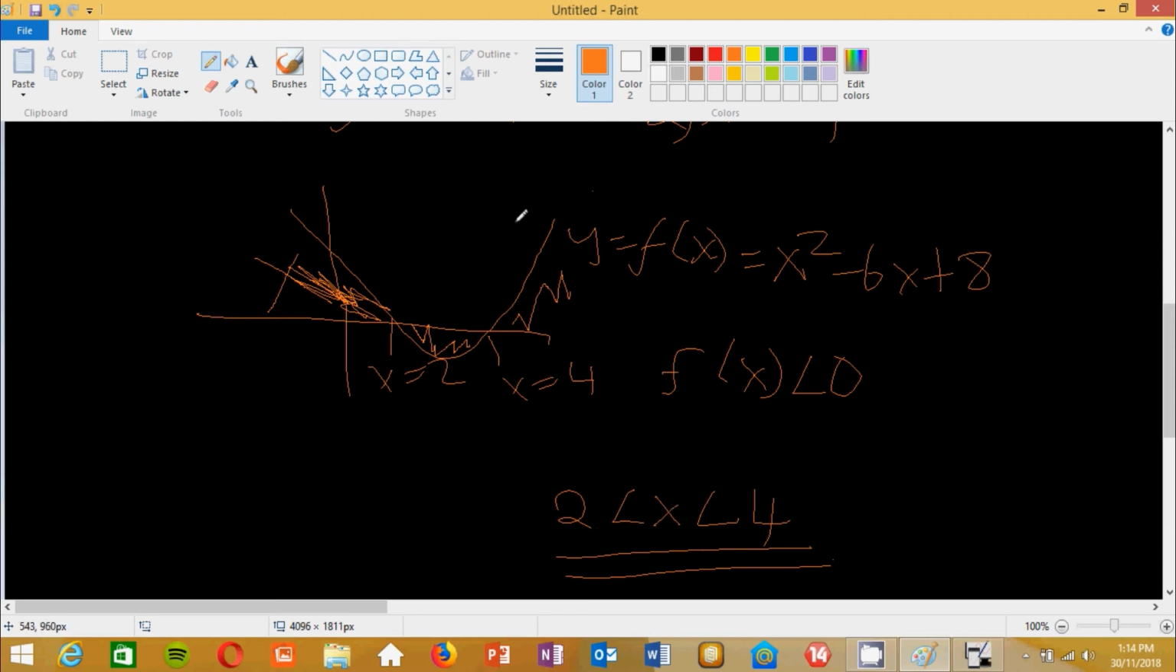If you take any value of x that is greater than 2 but less than 4, you're inside this region, and when you're inside this region, your y values or your f of x values are always going to be less than 0. If this was f of x is less than or equal to 0, then we would simply put the or equal to sign there. If it was f of x is greater than 0, then our answers would be x is greater than 4 and x is less than 2, and so on and so forth.